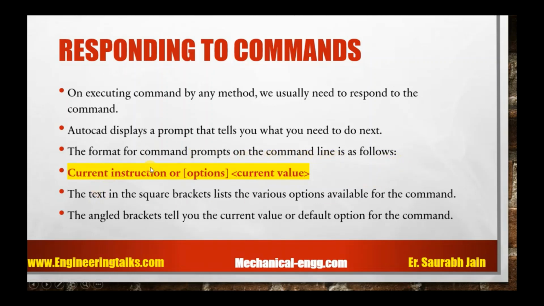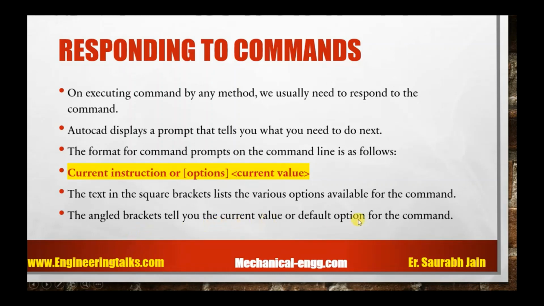It says current instruction, or now there is a square bracket for options and an angle bracket for current values. Now we need to understand what this square bracket is, what this angle bracket is. The text in the square bracket lists the various options available for the command. So the text in the square bracket will give you options like 2-point, 3-point, like this. Fine, so we can click and select it.